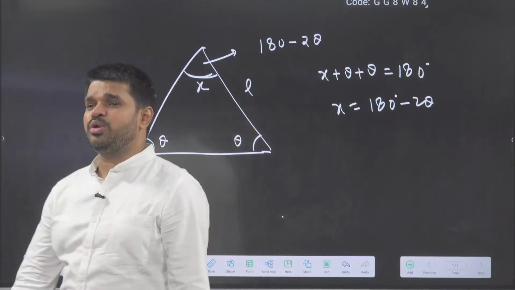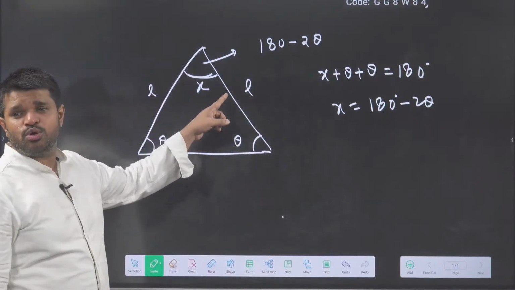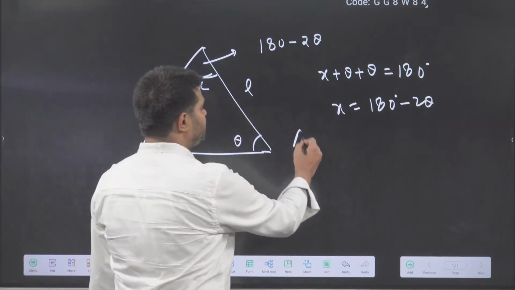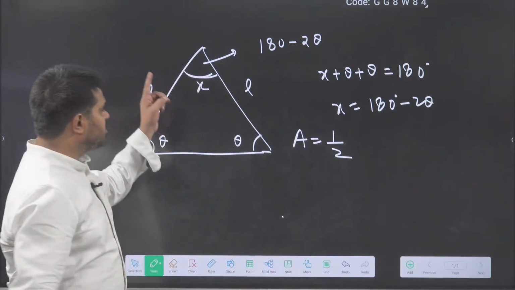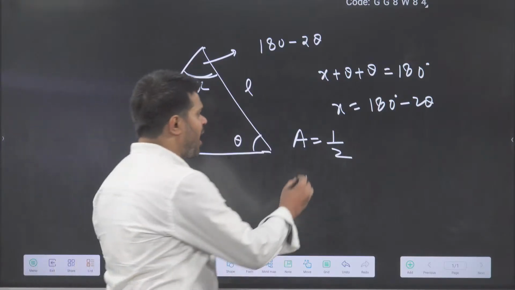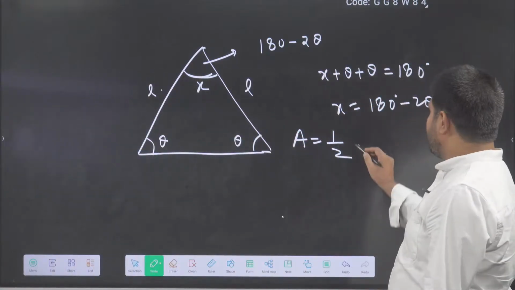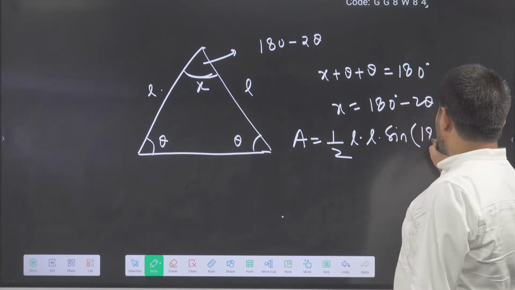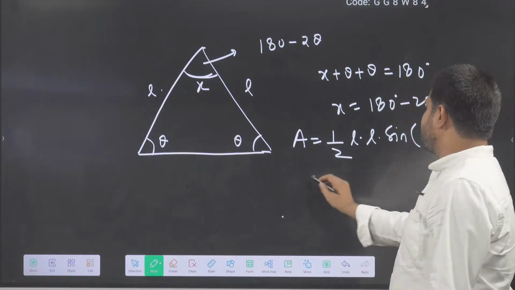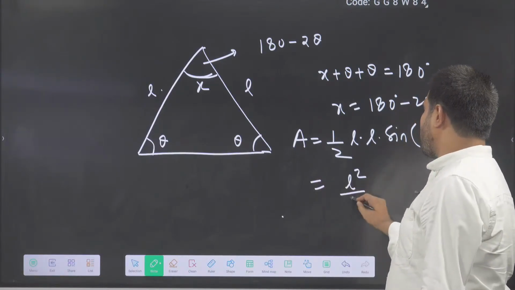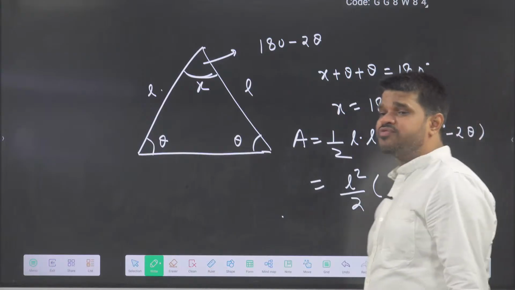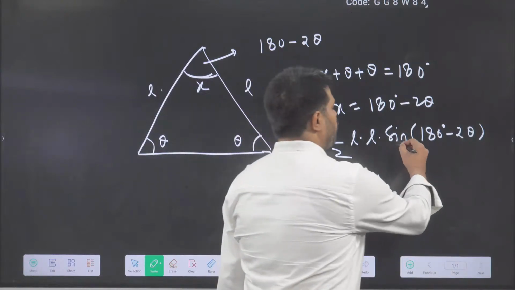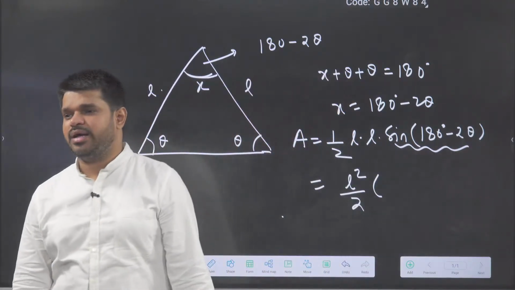Now, I hope you know, if two side lengths are known and the angle between them is known, you know the answer. What is the answer? Area is half side into side into sine theta, half L into L sine theta. What is theta? 180 degrees minus 2 theta. L into L becomes L square by 2. Who will tell me the value of sine of 180 minus 2 theta? Fast.